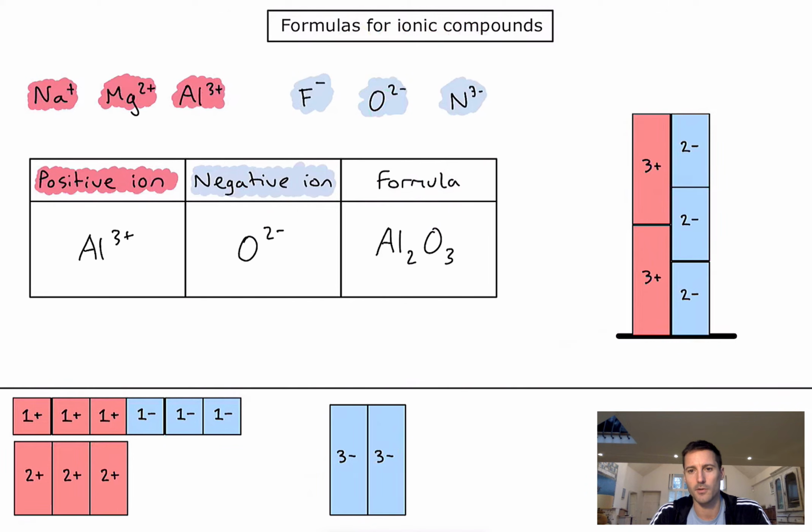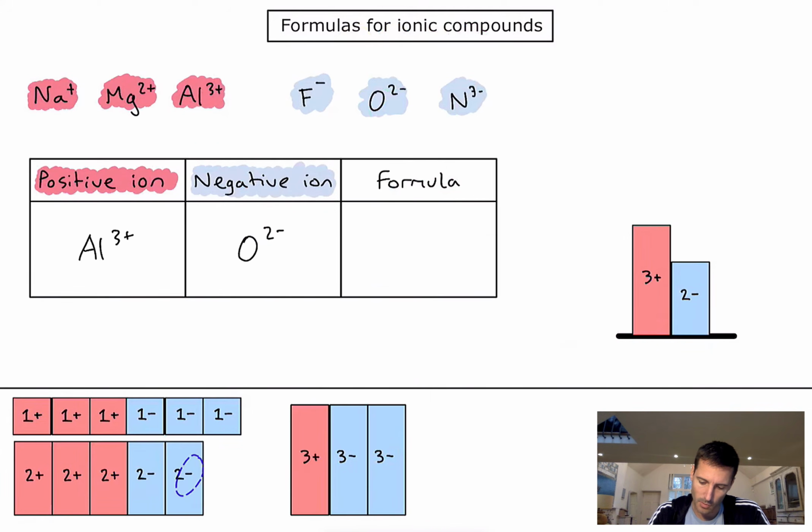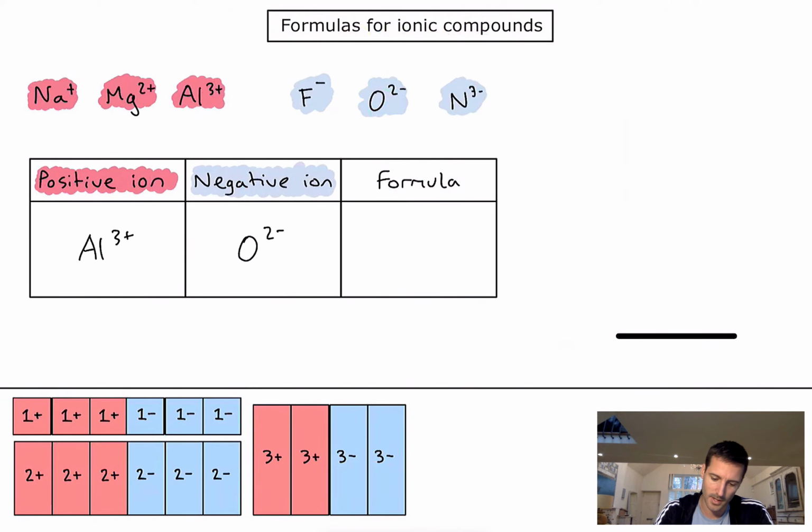And that's pretty much it for the understanding. We're always trying to find the number of each ion so that I've got the same total number of positive charges as I do negative charges. Now there is a little shortcut which I'm going to show you now, which is going to speed things up, but you need the understanding first of all.